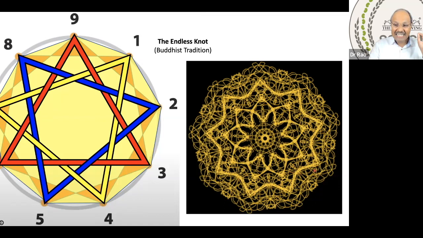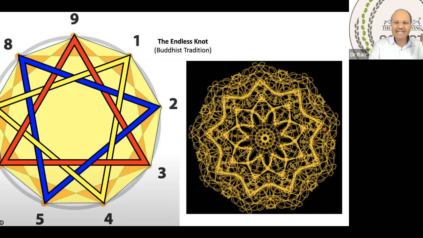It is very big. It may be around 30 feet by 30 feet. And it is put up on the wall. And this is nothing but one thread. One thread continuously, which creates this endless knot. In Buddhism, they call it the endless knot.